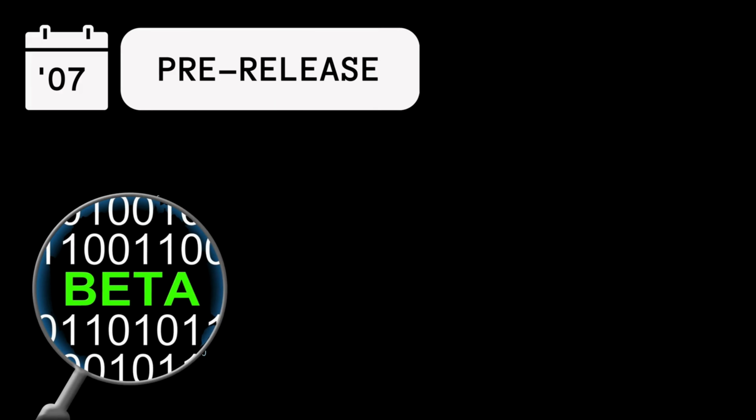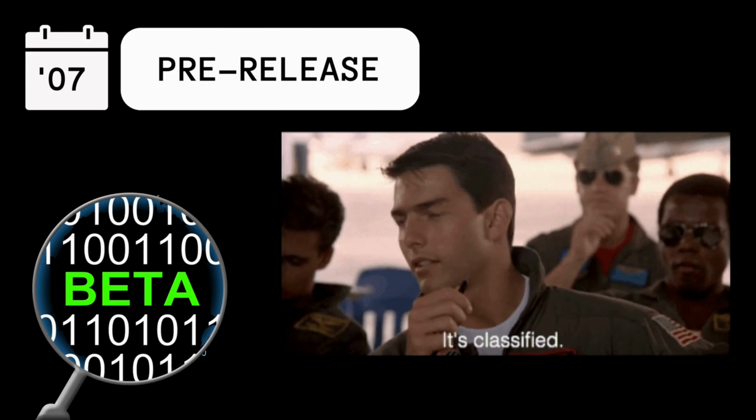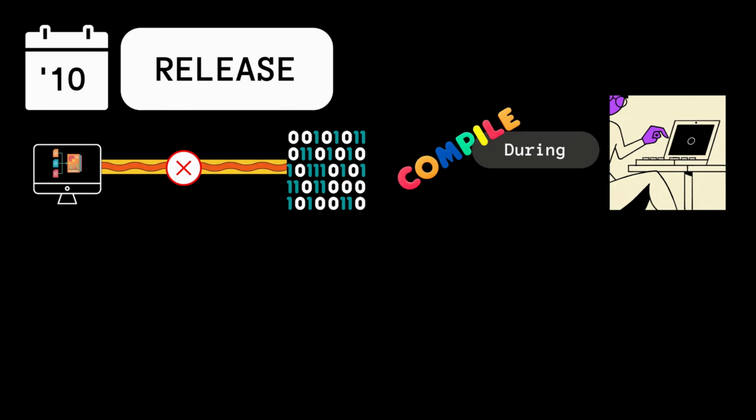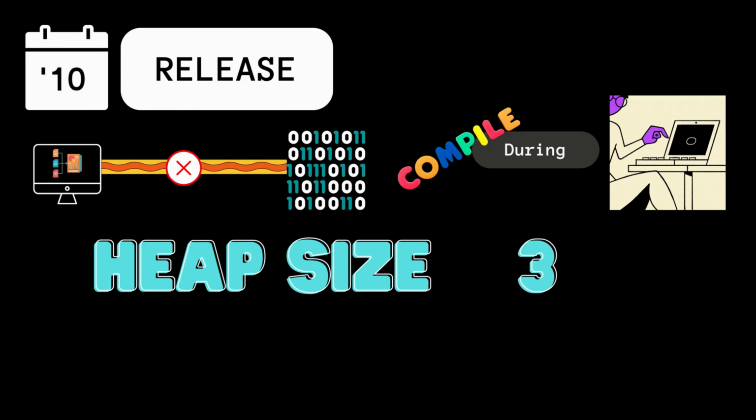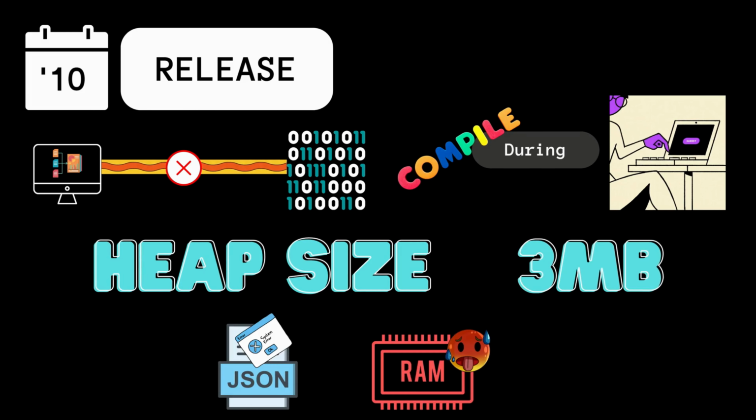In 2007, Salesforce released a trial version, but it was only for the internal users to explore. During the release in 2010, there were two major issues to deal with. Number 1. The platform itself had no compiler and would interpret the code during command execution. And number 2. The heap size was only 3 MB, which in return had issues with JSON deserialization and overuse of RAM. Finally, in 2012, Salesforce presented its own Apex compiler.